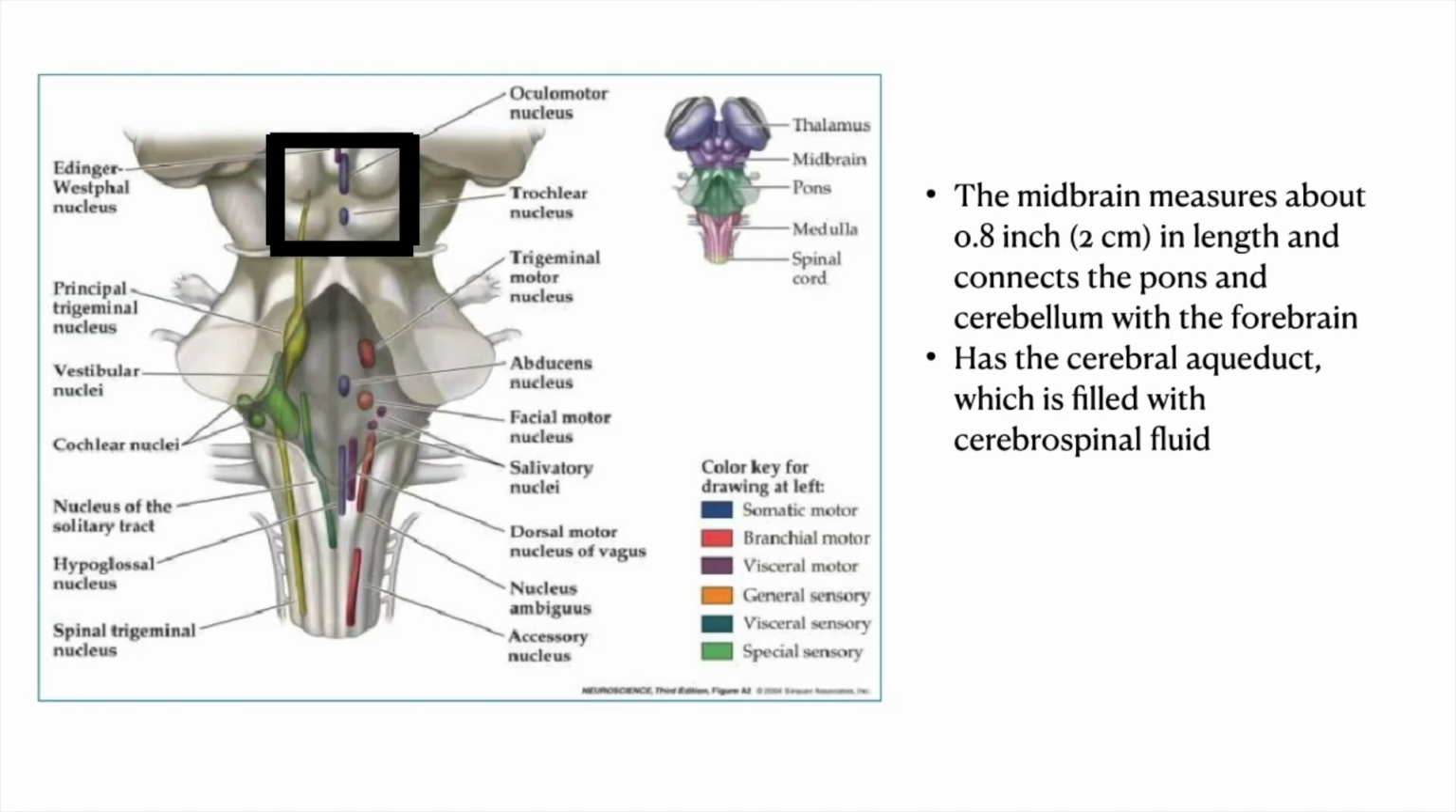The anatomy of the midbrain. The midbrain measures 2 centimeters in length and connects the pons and the cerebellum with the forebrain. It has the cerebral aqueduct, which is filled with cerebrospinal fluid.